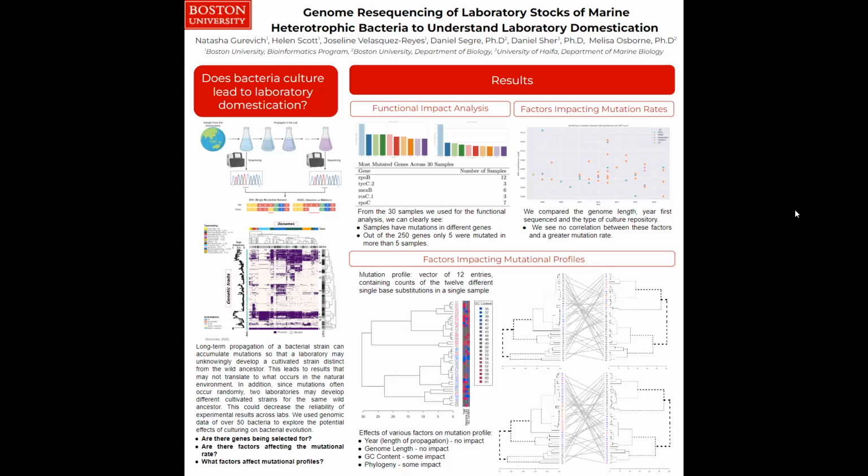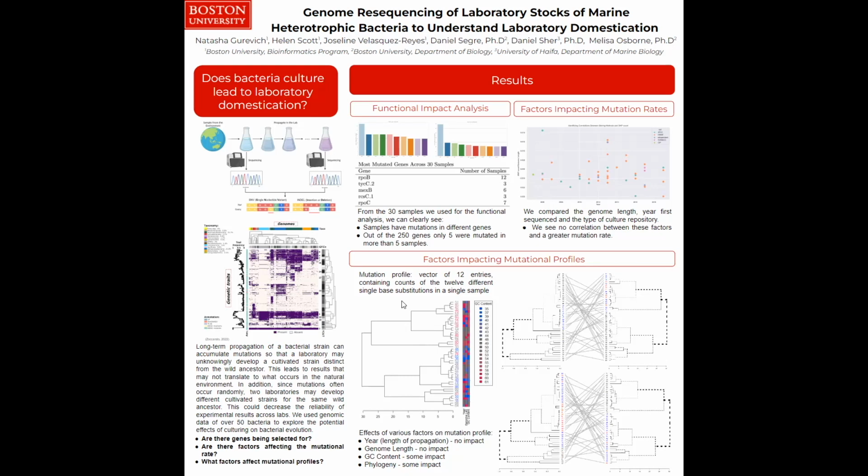We also sought to understand which factors affect the mutation profiles of the samples. We defined a mutation profile for a sample here as a vector of 12 entries containing counts of the 12 different single base substitutions. Using these mutation count vectors, we used hierarchical clustering to create this dendrogram you see here that groups samples based on how similar their mutation profiles are. We could then observe if there were any common factors between samples that were grouped closely. From the color bars here on the dendrogram, we can see that neither length of in-lab propagation, which is labeled as year here, nor genome length have an impact on the mutation profile. GC content does appear to have some influence.